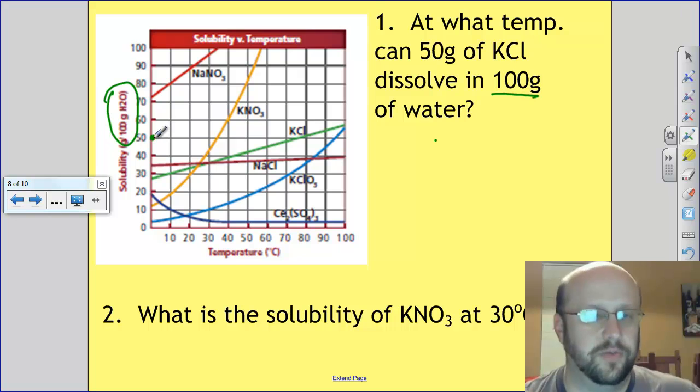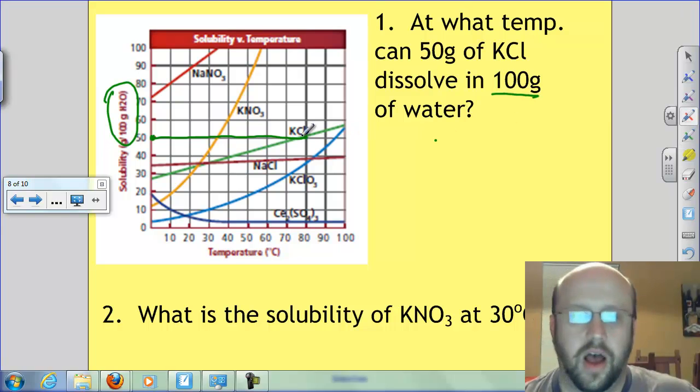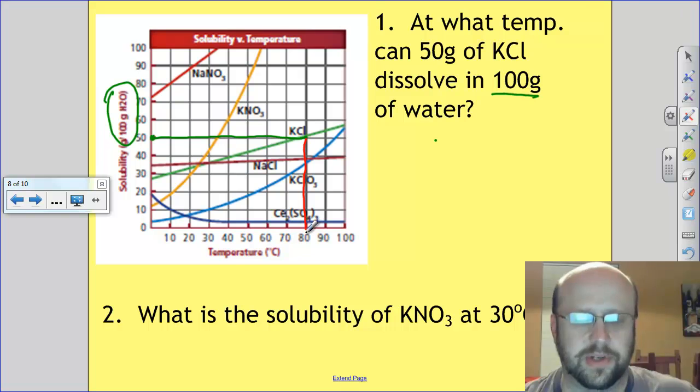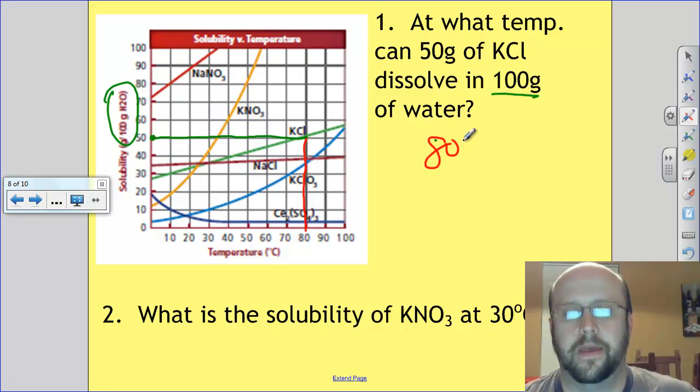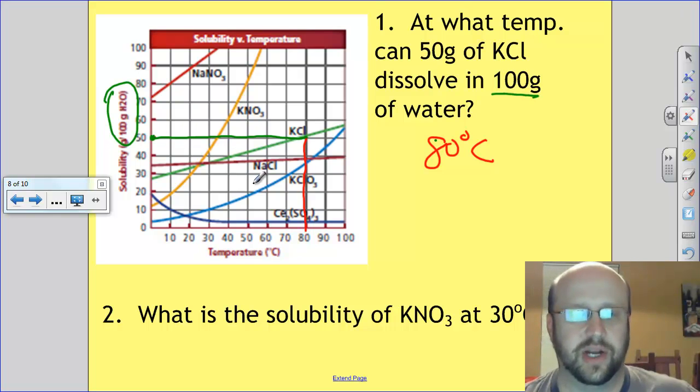Okay, so 50 grams, and then I'm going to draw myself a line until I get to KCl. Boom, right there. Okay, where's that at? Now, you can kind of tell where it's at because there's nice graph lines on here, but if we drew that line straight down to the temperature, what do we get? 80 degrees Celsius. So at 80 degrees, I can dissolve exactly 50 grams. We would say that that was a saturated solution.